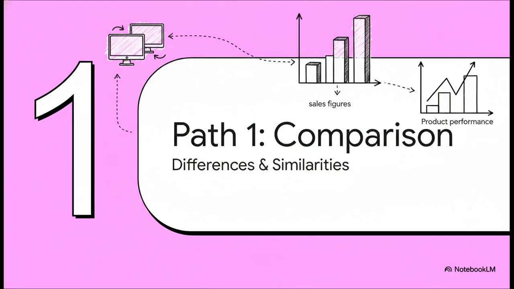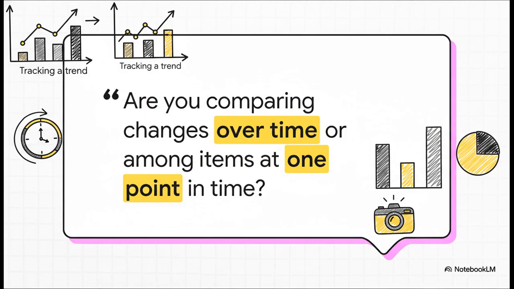Okay, first up, comparison. This one's pretty straightforward. It's for when you need to see how one thing stacks up against another. Think sales figures across different regions, or maybe the performance between two different ad campaigns. So here's the key question for comparisons. Are we talking about time? Your choice really hinges on this one simple thing. Are you tracking a trend over a period? Or are you just looking at a static snapshot, a single point in time? That one answer will point you to the perfect chart.